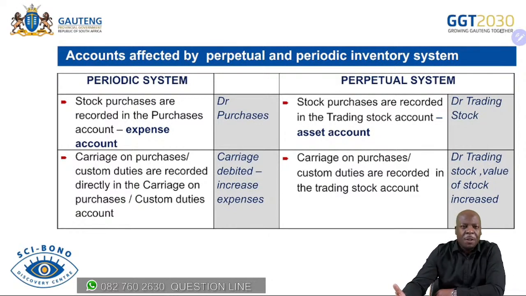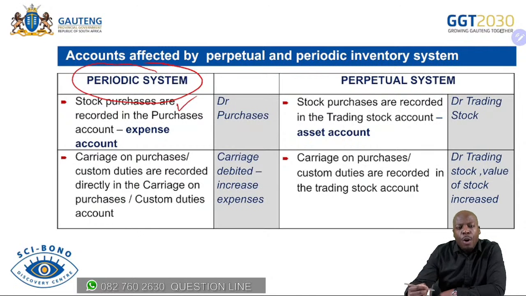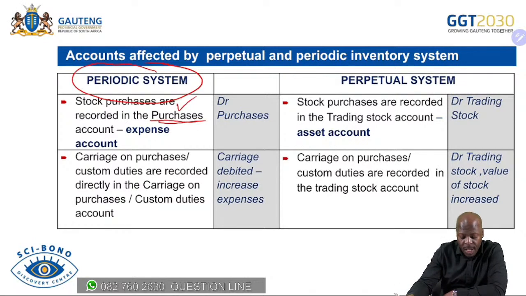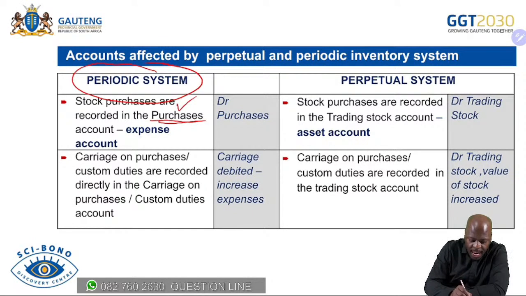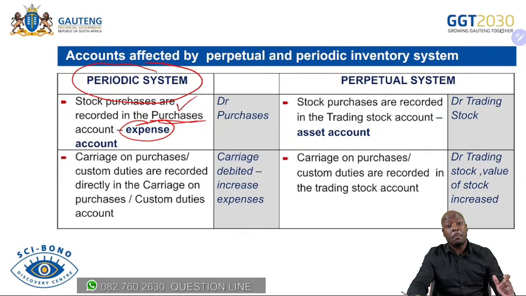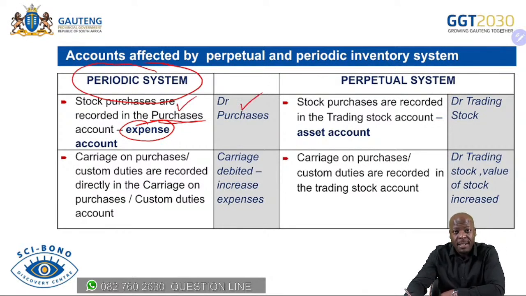Now, let's look at one transaction, for instance, when we buy stock. Stock purchases are recorded when we are using the periodic inventory system. When we do stock purchases, these are recorded in what we call a purchases account. And remember that your purchases account is an expense account. So, when we are using the periodic inventory system, stock purchases are recorded in a purchases account, which is an expense account. And on which side of the account do you record it? You debit it in the purchases account.